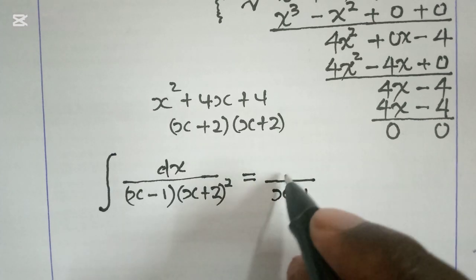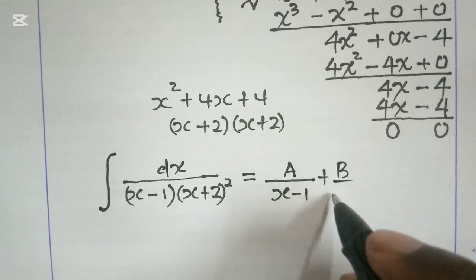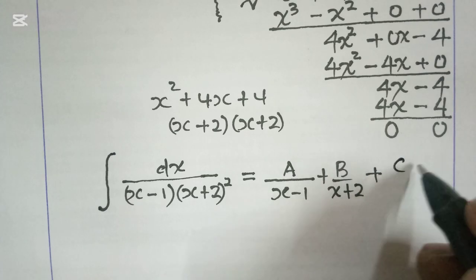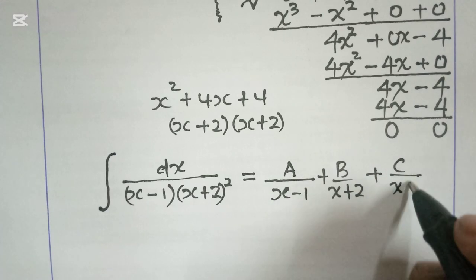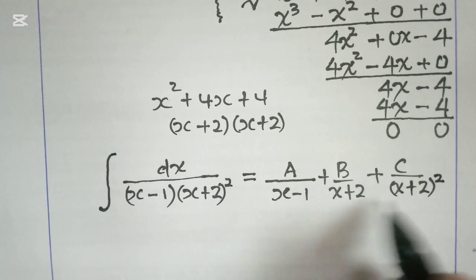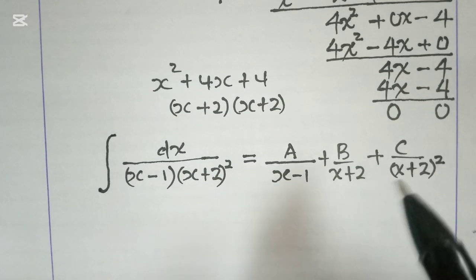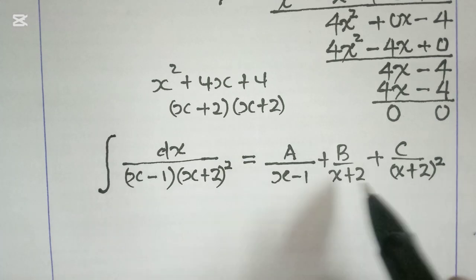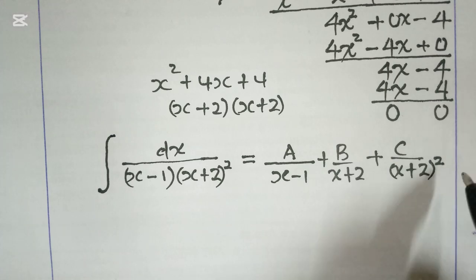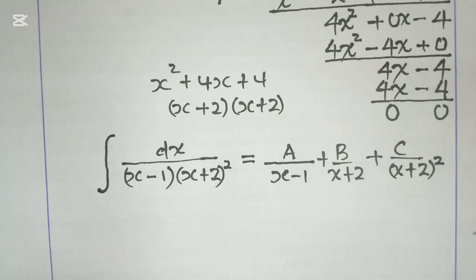x minus 1, there we have A, plus B over x plus 2, and finally we write C over (x + 2) squared. So this one comes from the laws of partial fractions. When you are doing partial fractions, there are some rules that we follow. So if you have something like this, guys, we first of all write it raised to 1, then raised to 2. If it was 3 here, we could still have another one, (x + 2) raised to 3. But now, since it's up to 2, we get to that figure.